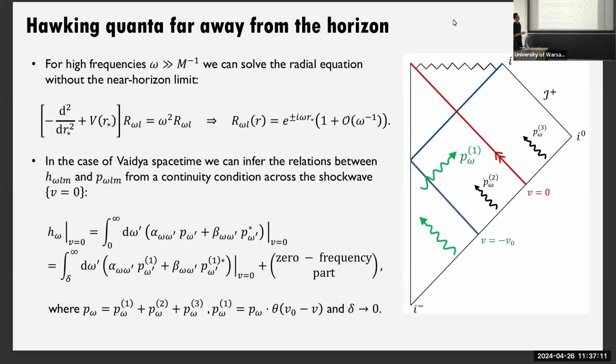On the other hand, I have also solutions to Klein-Gordon equations here in the Schwarzschild part. And I can also propagate them back from scri plus back to the shockwave, and by the gluing conditions along the surface v equals zero, so this is the gluing condition, I can relate the modes which have positive frequency on scri plus.